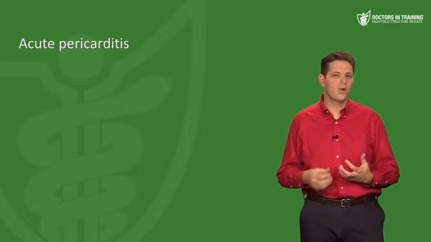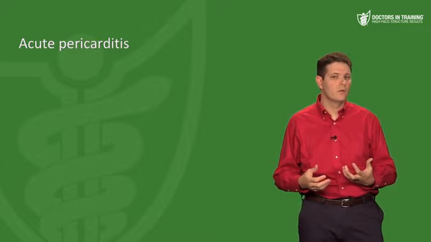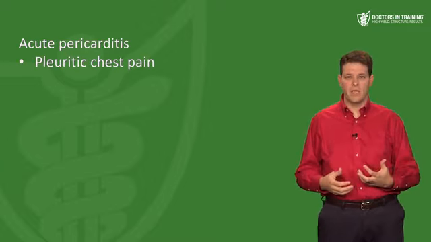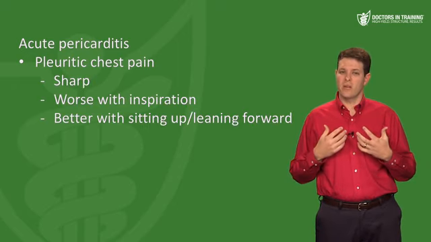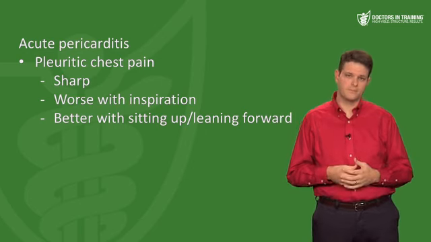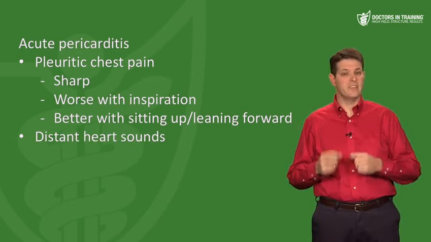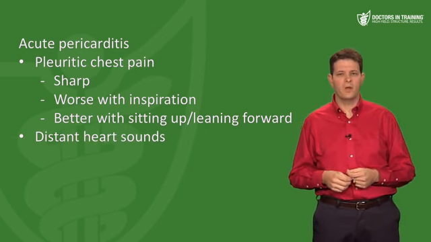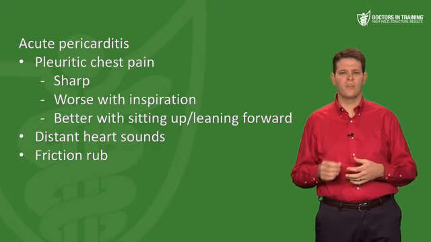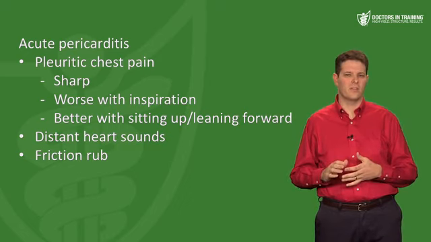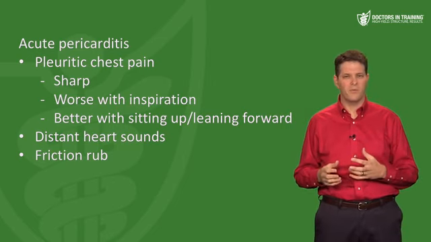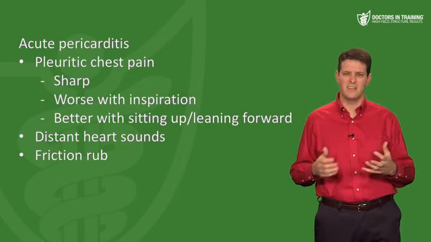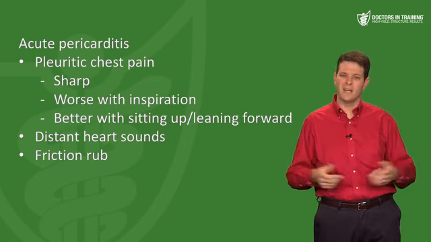Now, what does acute pericarditis look like clinically? Well, it often causes pleuritic chest pain, which is sharp pain that gets worse with inspiration, and it gets better when you're sitting up and leaning forward. On exam, these patients can have distant heart sounds. You may also hear a friction rub, which sounds like a rhythmic sandpaper or leathery sounds on auscultation. It's kind of hard to describe, but the first time you hear one, you'll probably be like, what on earth is that? And then somebody will tell you it's a friction rub, and you'll be like, oh, I got it.